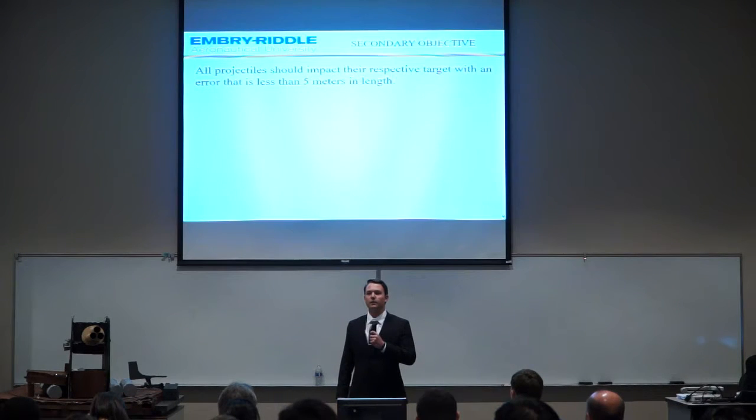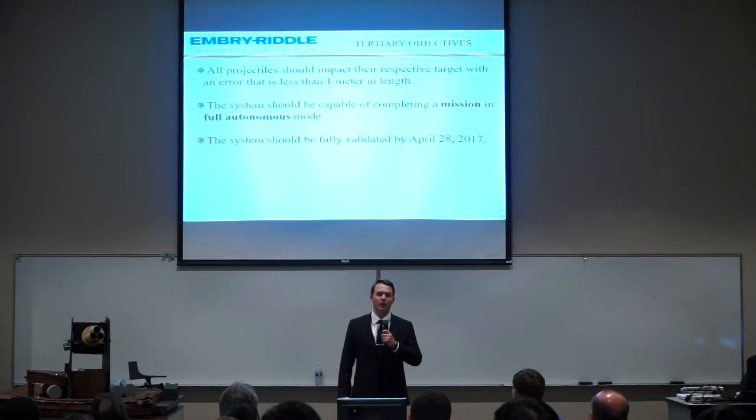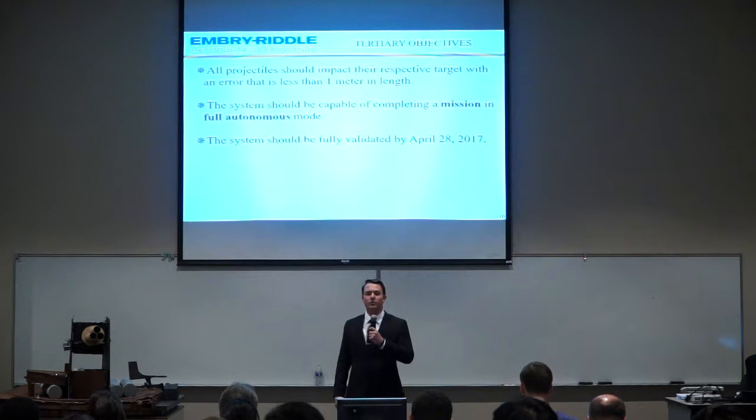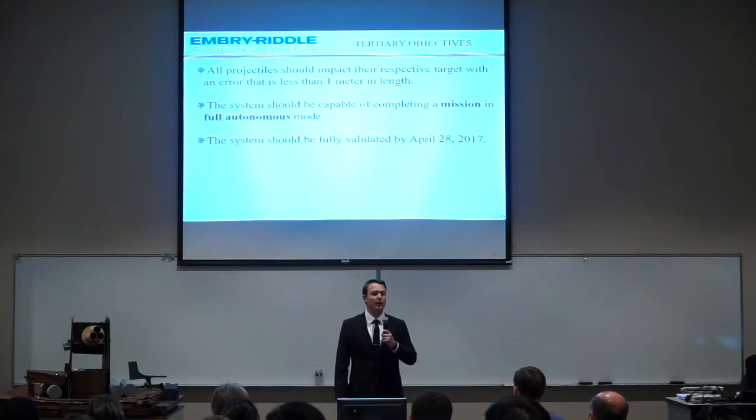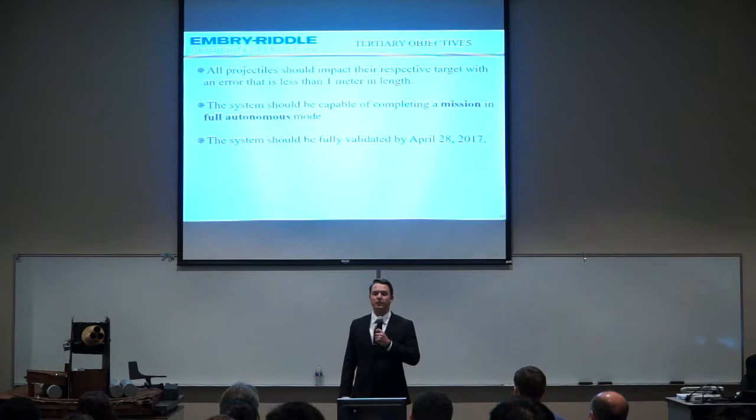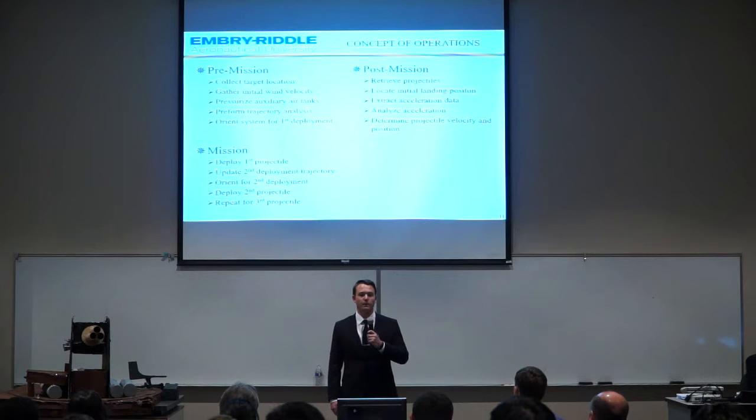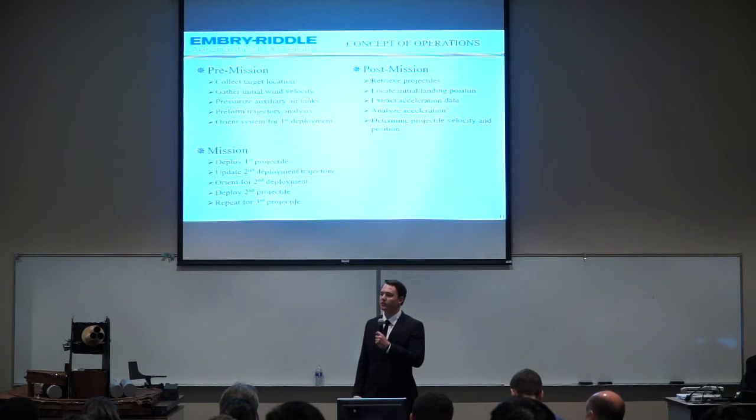Now, on to our secondary objectives, which are expected for mission success, that all projectiles should impact their respective target with an error that is less than 5 meters in length. Now, onto our tertiary objectives that are desired for mission success. All projectiles should impact their respective target with an error that is less than 1 meter in length, and the system should be capable of completing a mission in full autonomous mode, and the system should be fully validated by April 28, 2017.